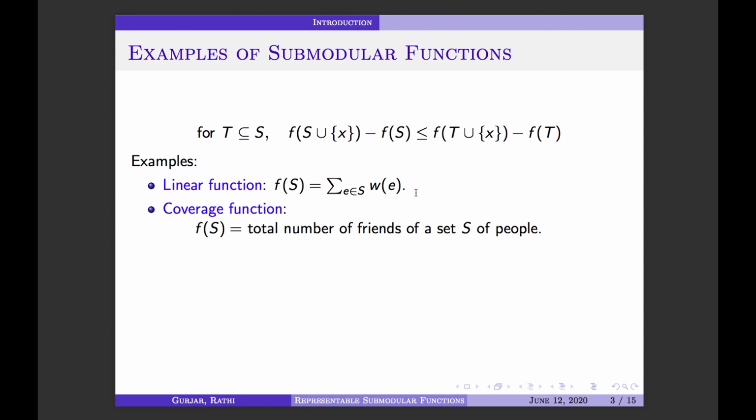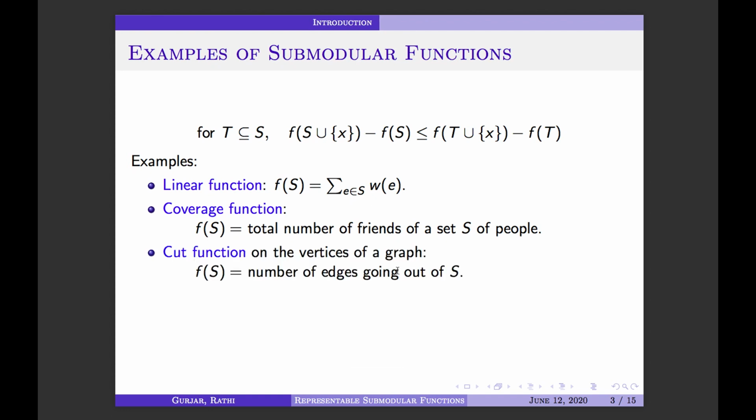Next, you can consider a coverage function. Suppose you have a social network among a set of people, and now for a subset S of people, you can define f of S to be the total number of friends that set S has, including the people in that set itself. You can verify that this function is submodular. Next example you can consider is the cut function for a given graph. This cut function is defined on the sets of vertices of a graph. For any set of vertices S, you can define the function to be the number of edges which go across from S to the complement of S.